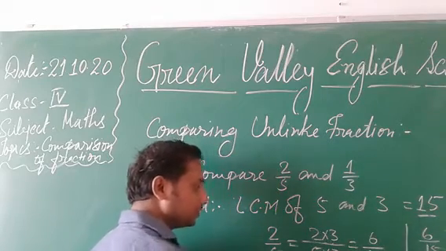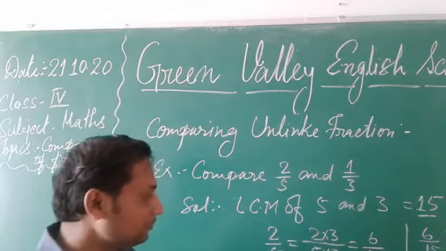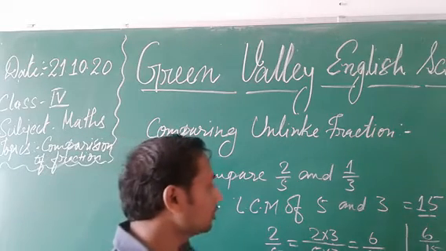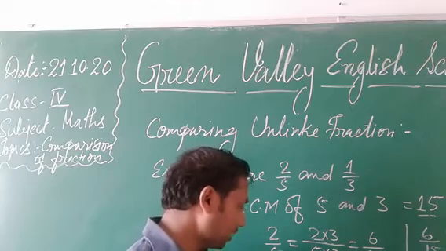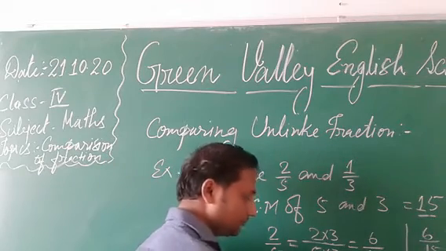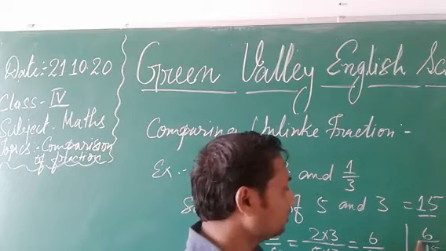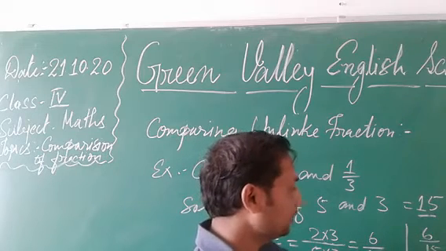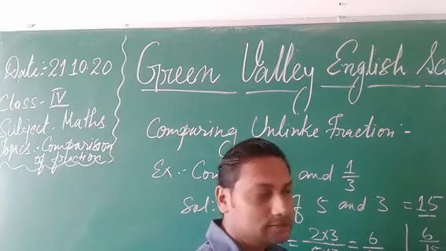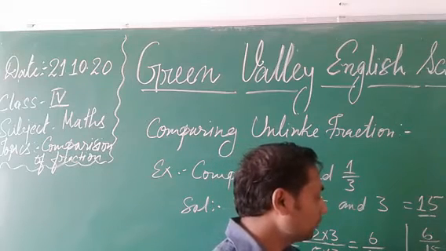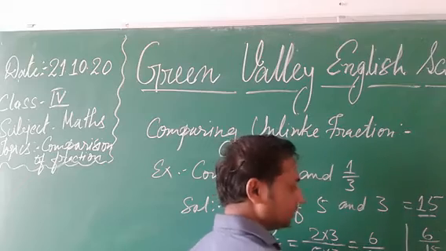Now we compare their numerators. Now denominators are the same, so we compare their numerators, and we find here 6 is greater than 5. So it means the fraction having the greater numerator will be the greater, and the fraction having the smaller numerator will be smaller. So now we find that 2/5 is greater than 1/3.